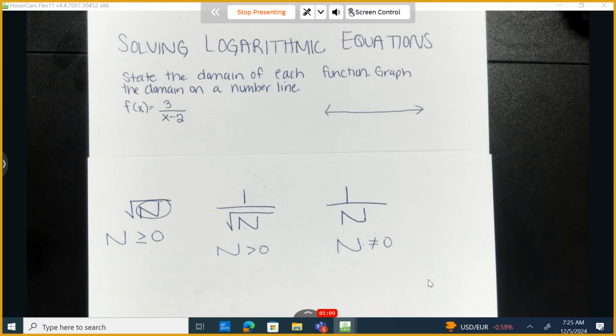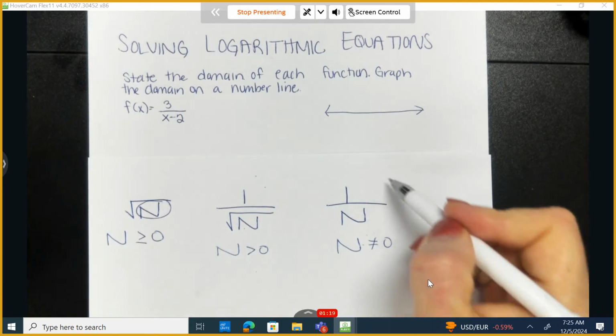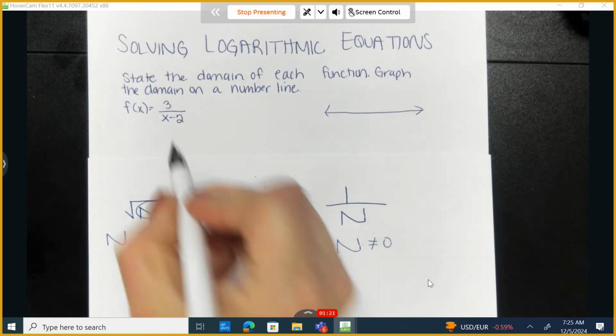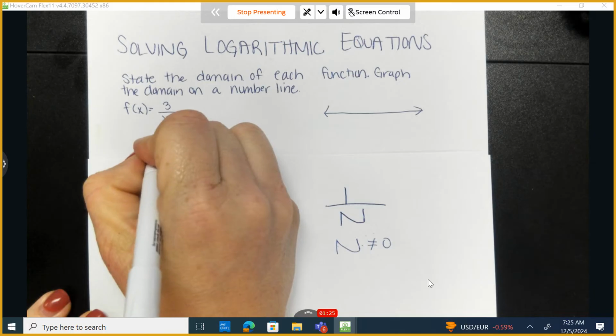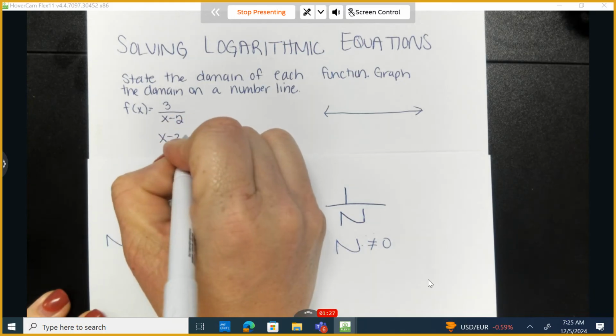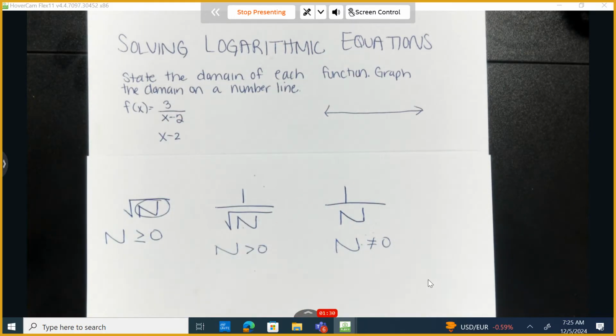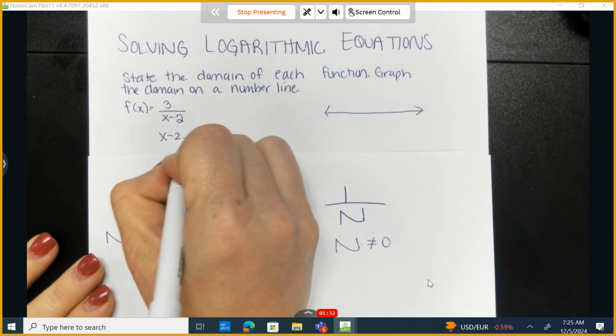And so what we're going to do is we're going to state the domain, and then we're going to graph it. As a quick review, we're going to graph it on the number line to the right-hand side. So I'm looking at this, and I'm comparing it to these three different rules, and it's going to apply to this rule. So I'm looking into the denominator. Because the denominator contains a variable, I'm going to write x minus 2. I know that this cannot equal 0.